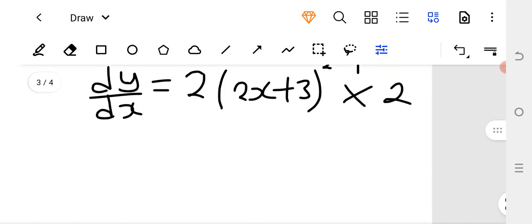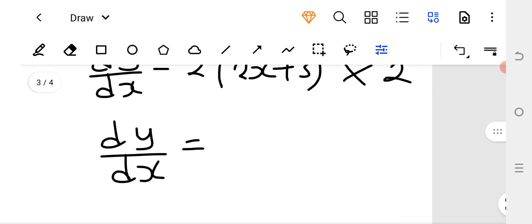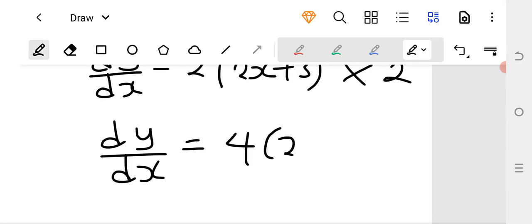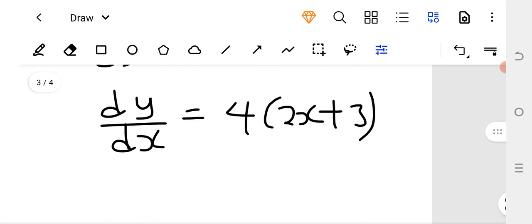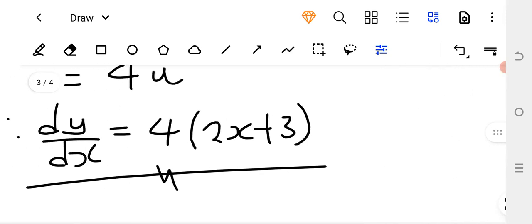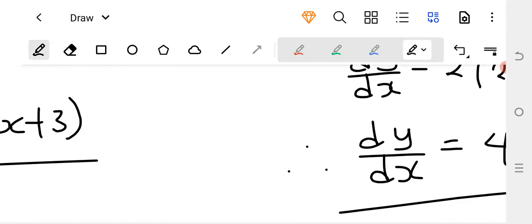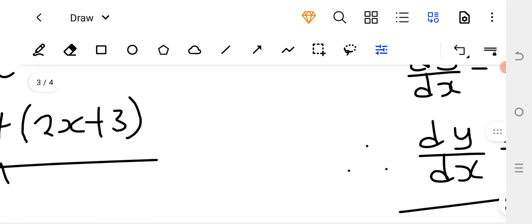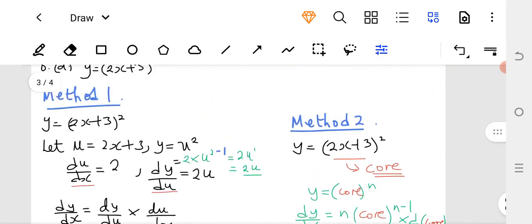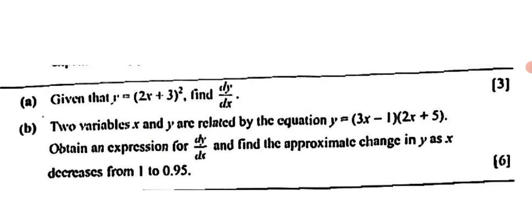And then dy/dx will be equal to, what is 2 times 2? It's 4, multiplied by 2x plus 3 to the power 1. As I earlier said, the power 1, you don't need to write it, so this is your final answer, which is the same answer which we found this side. So whichever method you may want to use, it will still land you with those needed 3 marks. Can you see that? 3 marks there.